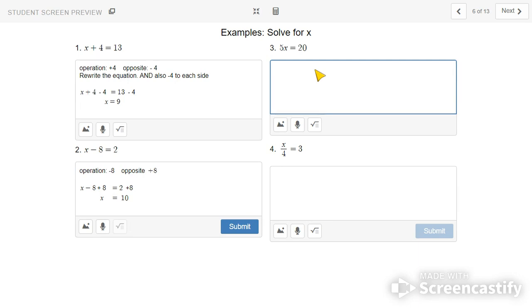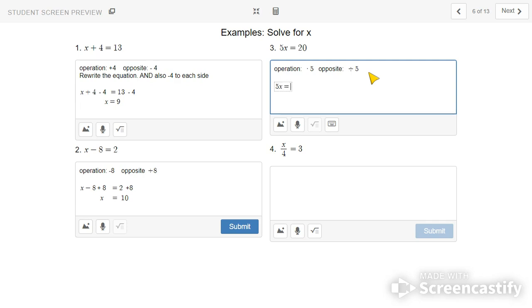Let's do this for number 3, 5x equals 20. The operation that we have, x has 5 multiplied to it. The opposite of times 5 is to divide by 5.